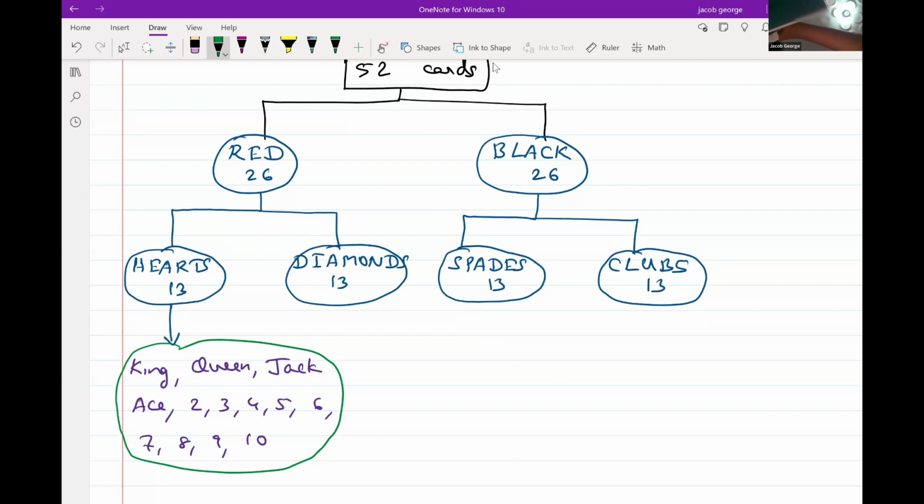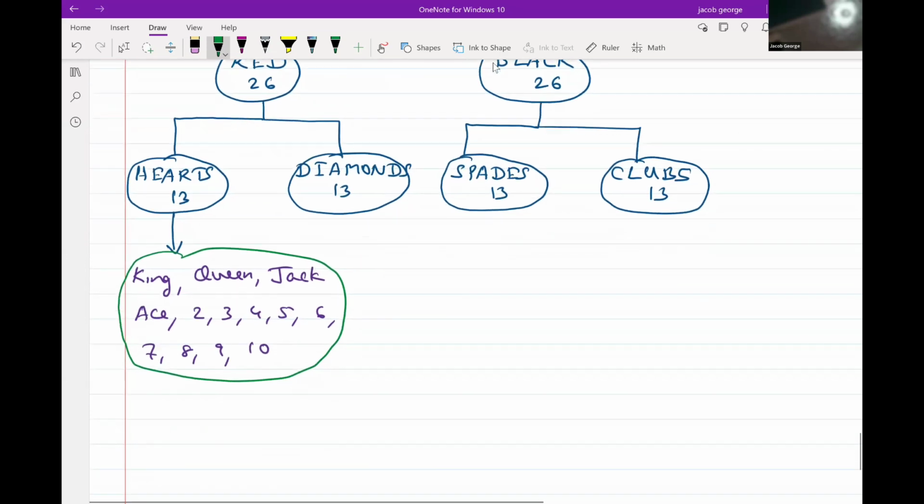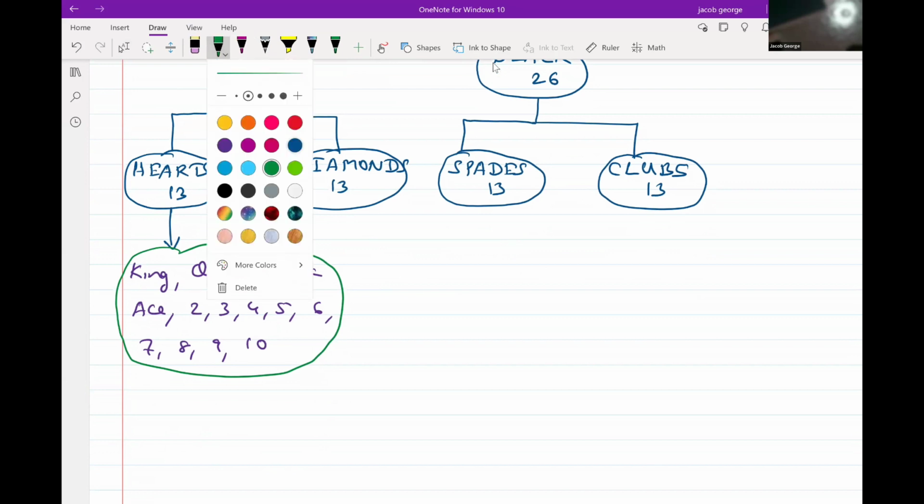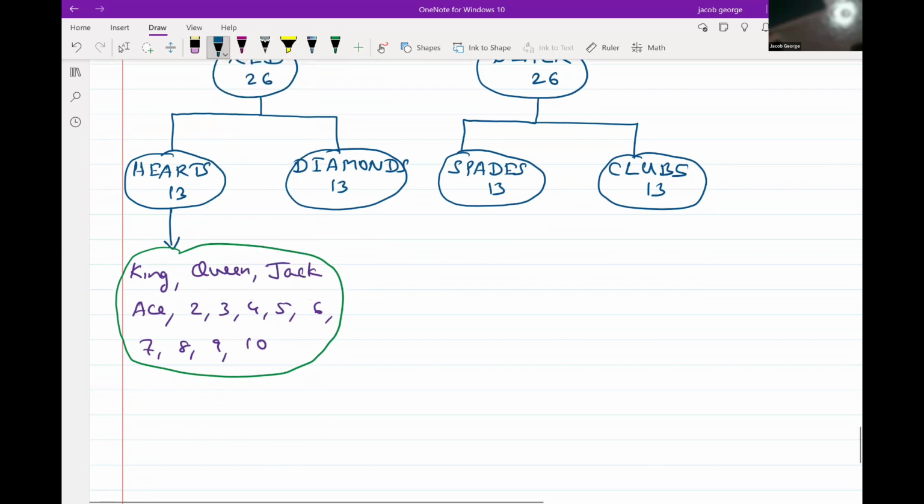So how many kings are there, and what is the probability of getting a king? It is 4 by 52. In each suit there is one king, like this, total 4 kings. So these are some example questions based on these cards. Probability of getting a king, P of a king, is 4 by 52, that is 2 by 26 or 1 by 13.